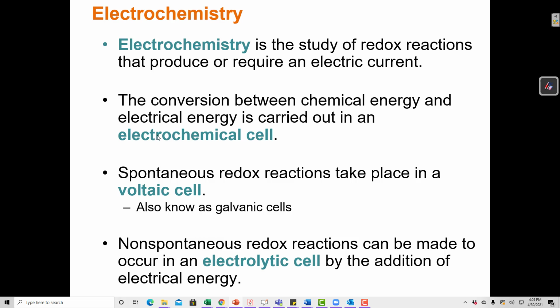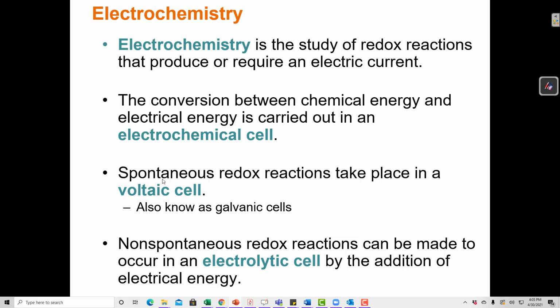So remember, spontaneous just means moving forward without energy, and non-spontaneous doesn't mean it can't happen, it just means we have to put in energy. So we can put in energy in the form of an electric current. The conversion between chemical energy and electrical energy is carried out in an electrochemical cell that we've been looking at. Spontaneous redox reactions take place in a voltaic cell.